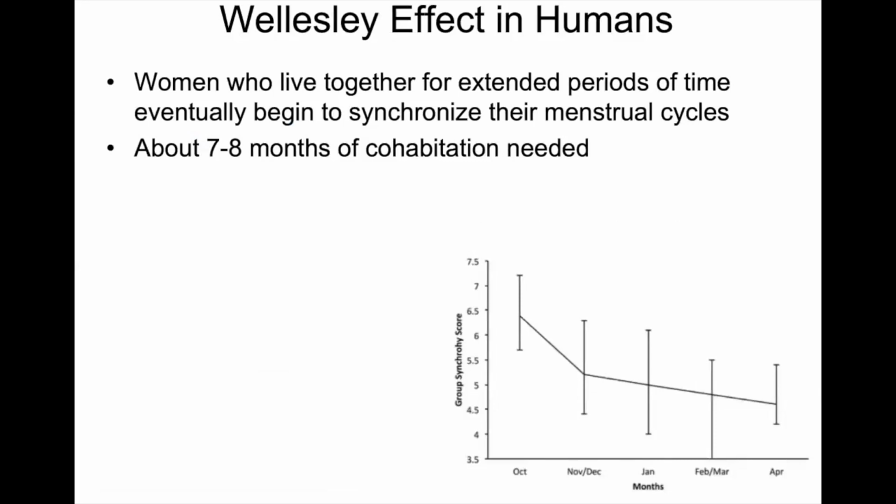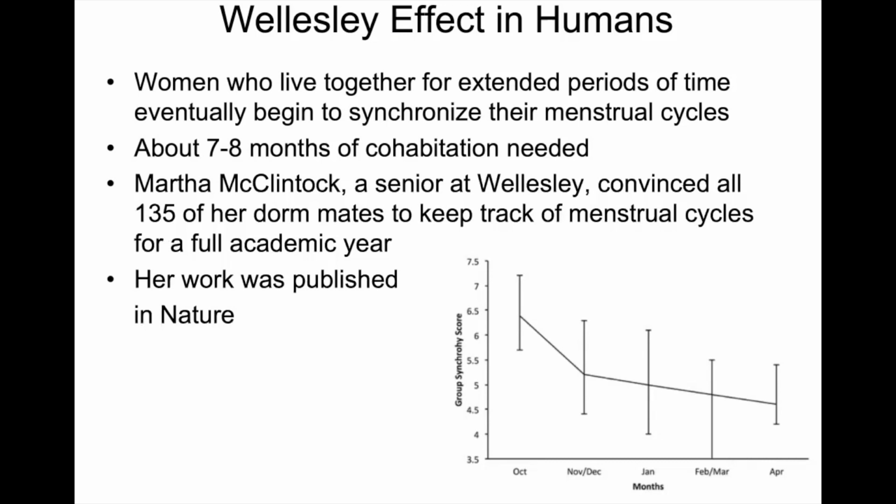One important study in humans that really documented, and I think proved, that pheromones can play an important role in humans as well came from Wellesley College. At the time, it was primarily a women's college in Massachusetts, where women lived together, of course, for extended periods of time, and were shown to eventually begin synchronizing their menstrual cycles. It was also found that this required about 7 to 8 months of cohabitation.